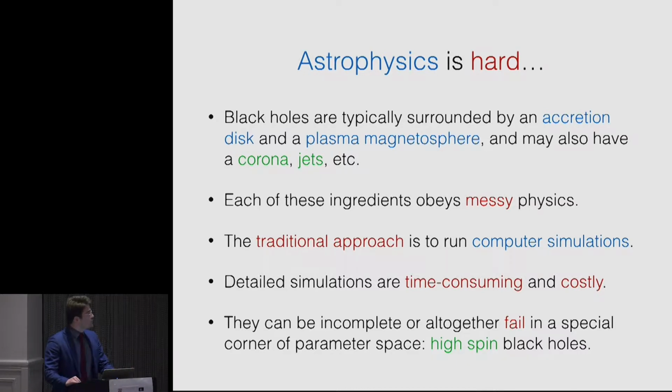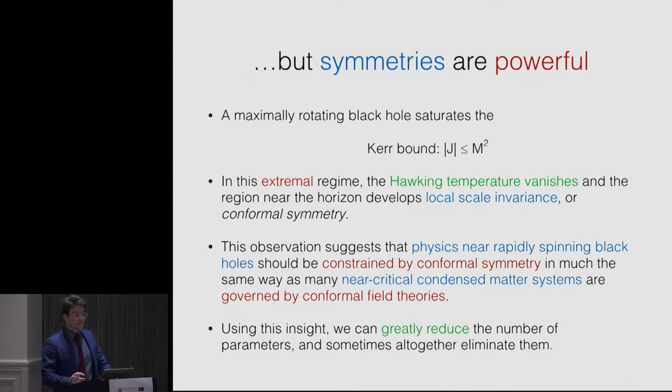Now, there's a particular corner, though, of parameter space, which is going to be the subject of this talk, and that's the regime of high-spin black holes, in which simulations can be incomplete or altogether fail in certain cases, as I'll explain later. Now, what do I mean by high-spin black holes? Well, it turns out that a Kerr black hole cannot exceed a certain bound on its angular momentum. In particular, the spin cannot exceed the mass squared. If you exceeded that, then the event horizon would disappear. You'd have a naked singularity and violate cosmic censorship, which we think is something that cannot happen. But if you don't buy that, there's other more subtle arguments that indicate that this bound cannot be violated. Now, a maximally rotating black hole is one which saturates this bound, and so we call it extremal.